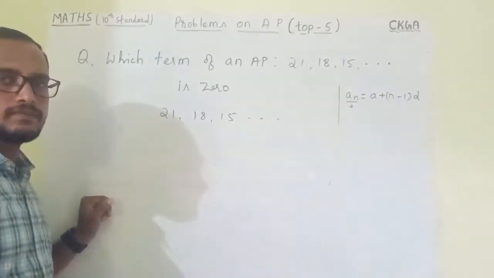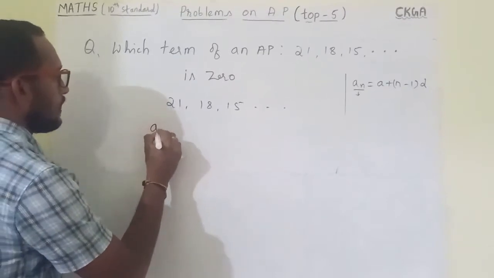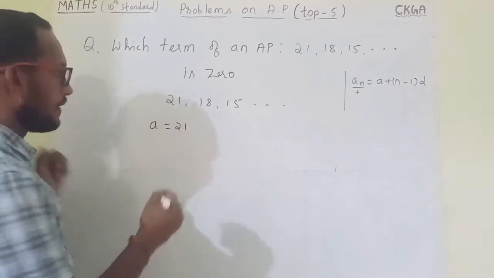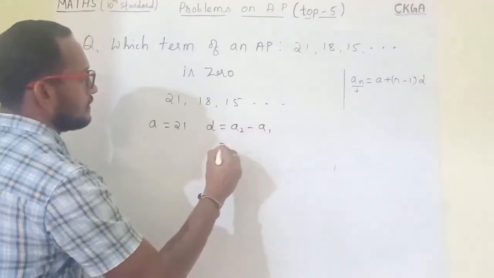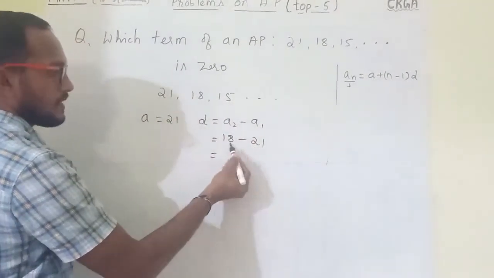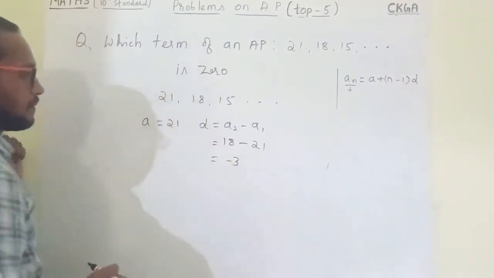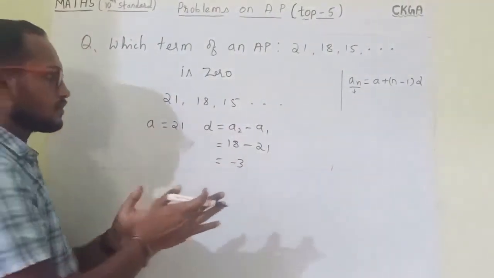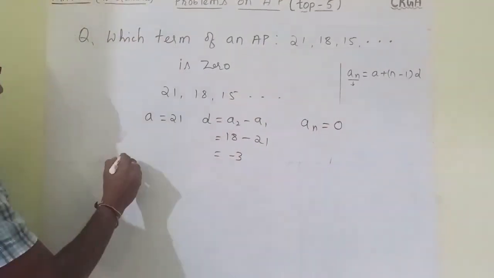I'll read the question. Now let's collect some data from here. A, as you know, is the first term, that is 21, and you need to find the common difference. So d is equal to a2 minus a1, that is 18 minus 21. Subtract 18 from 21, that is 3, and with the greater number being negative, it will be minus 3. Since you need to find the 0th position, you have to assume An as 0. Now I'll go to the solution section.